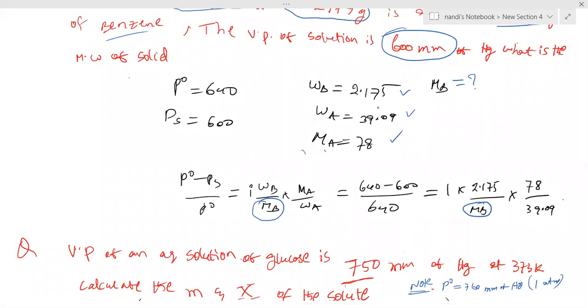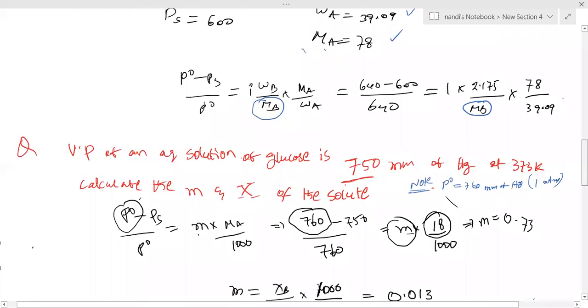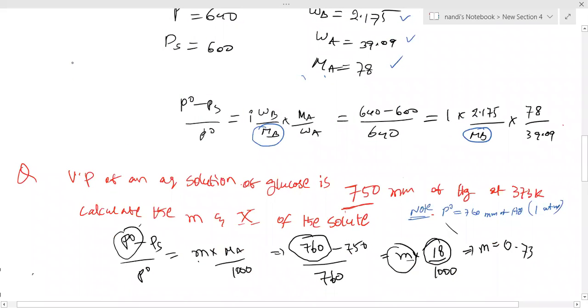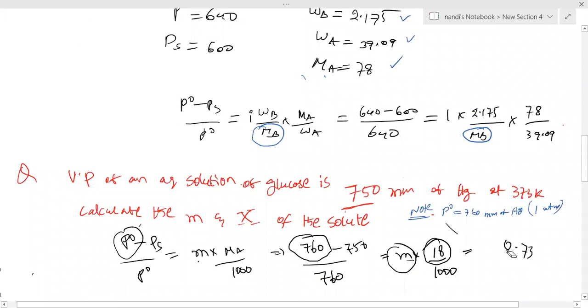Try this formula. I think the formula is already given, please substitute. This is the formula, sir: P naught minus PS by P naught equals m into MA by 1000. I am taking i as 1 because glucose is a non-electrolyte. Substitute and you can get it. Whatever doubts you have, you can type them. I can see everything.